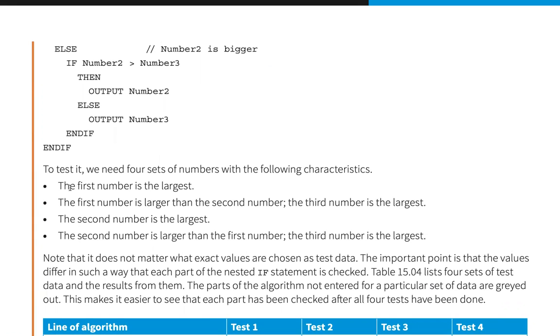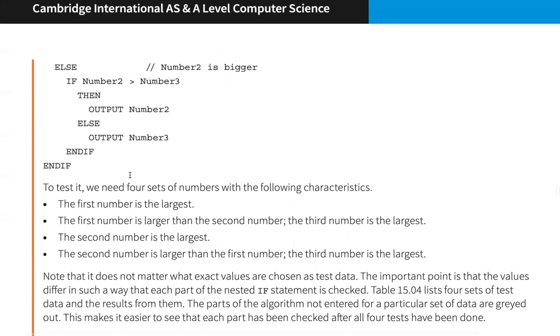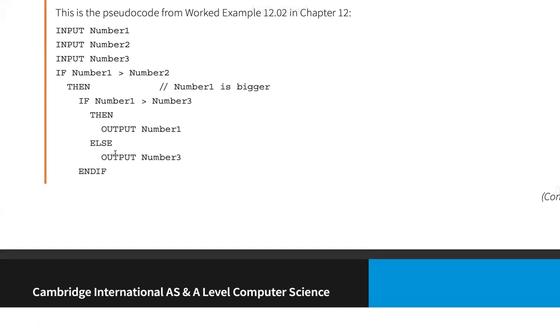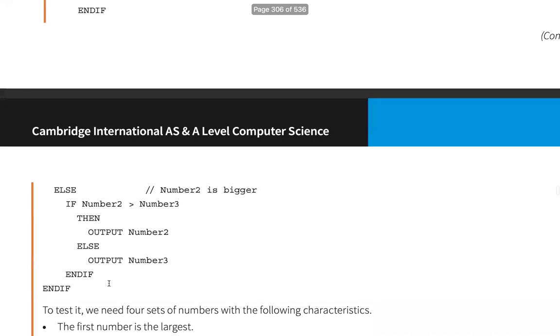The first possibility is that the first number is the largest. The second possibility is that the first number is larger than the second number and the third number is the largest. The third possibility is that the second number is largest. And the fourth possibility is that the second number is larger than the first number and the third number is larger. So these are the four different possible test data that can be used to work out all of the paths in this program code.